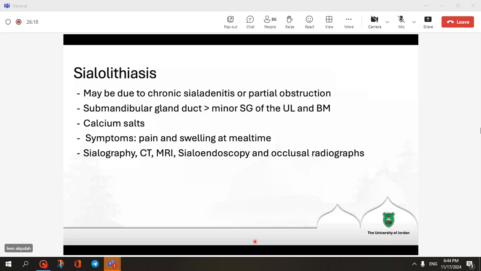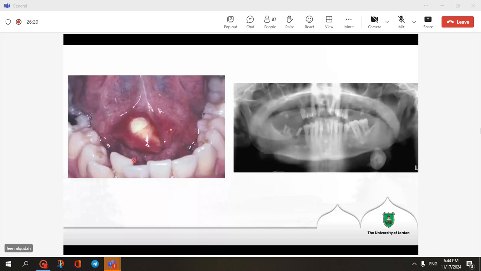This is how sialolithiasis looks clinically. You will see this yellowish material, and it's usually hard to palpate. And on a panoramic radiograph, if it was large enough and calcified enough, it will look like a calcified lymph node. So you have to always think about sialolithiasis when you look at a panorama and you see this kind of calcification. Not to mix it with tuberculosis, because tuberculosis patients will also have calcified lymph nodes. But this is not a calcified lymph node. This is actually a sialolith.